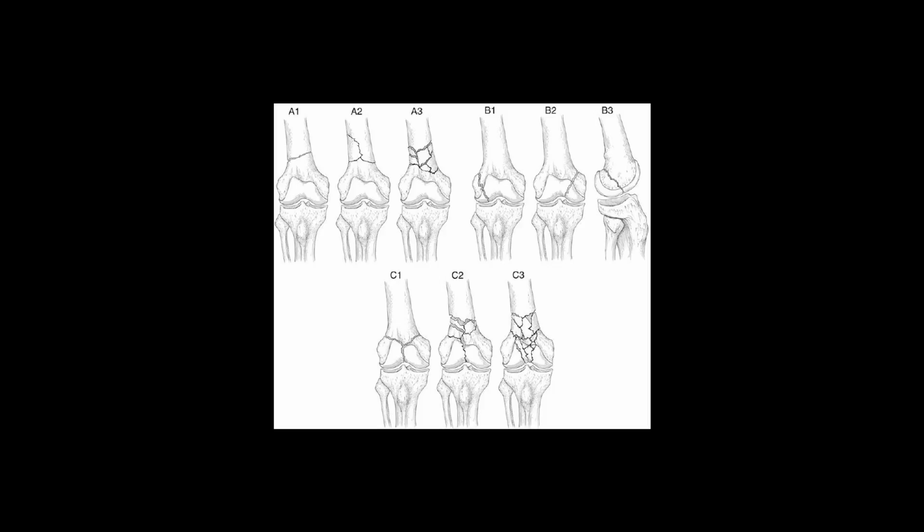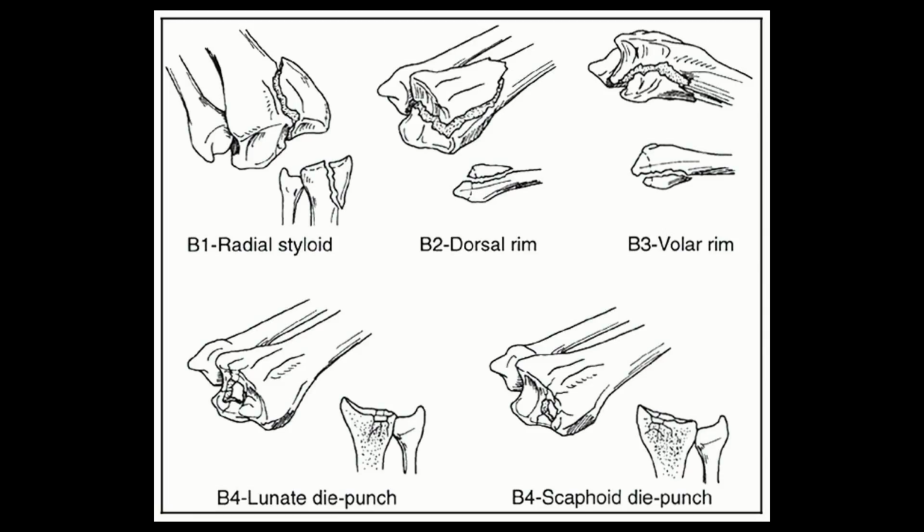Frykman classification. Though the Frykman classification system has traditionally been used, there is little value in its use because it does not help direct treatment. The classification is as follows. Universal classification. The universal classification system is descriptive but also does not direct treatment.